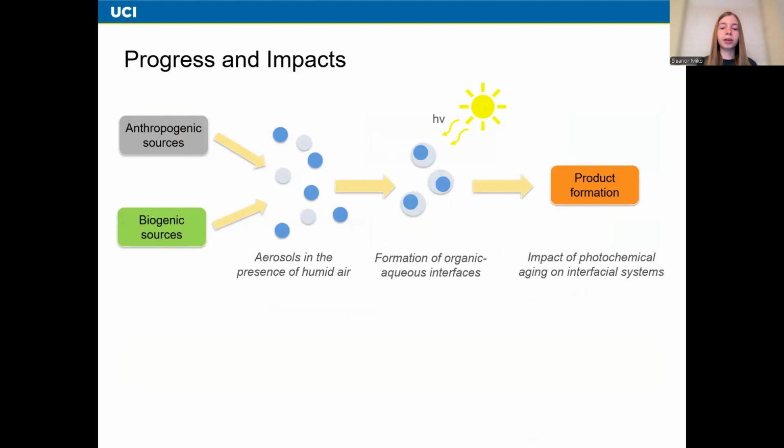Exposing the system to an artificial light source modeled how the sun's radiation could spark reactions leading to product formation. By using both classical techniques and sophisticated analytical methods, such as spectroscopy and mass spectrometry, I was able to detect when products formed and assign their identities.